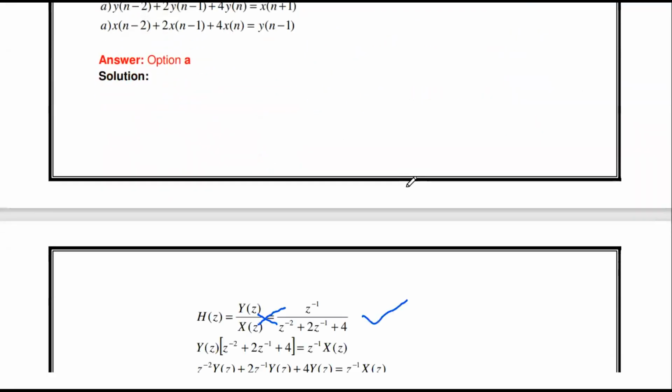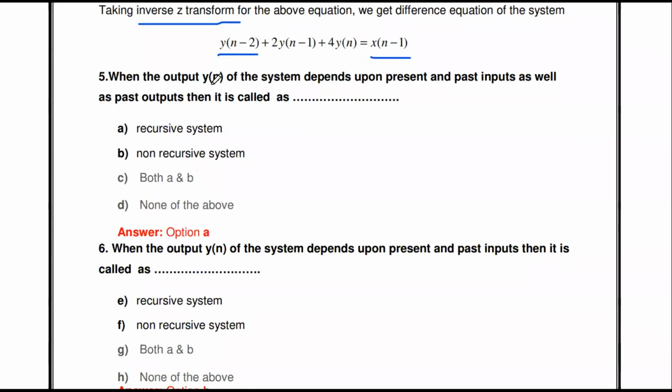It's a 2-mark question. Then the next one: when the output y of n of the system depends upon present and past input as well as past output. For one system, there is a system classification, recursive and non-recursive system.